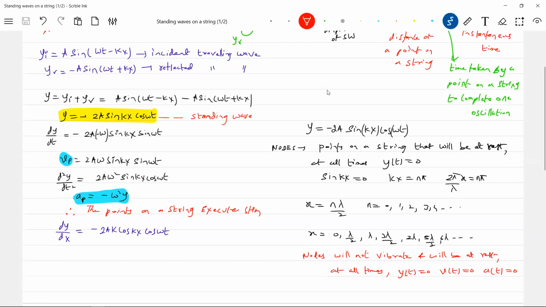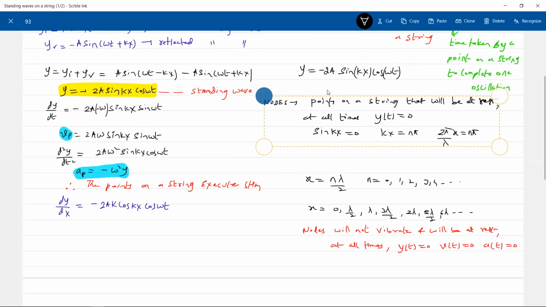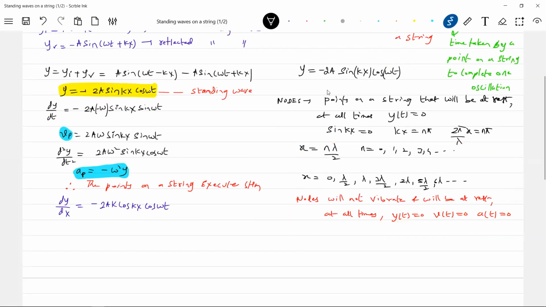What will happen to the slope here? Put kx equal to n pi. Then what will be the slope? dy by dx at kx equal to n pi, based on that, we can write cos of kx equal to n pi, where n can be 0, 1, 2, 3, 4. So what is the general solution of cos n pi? Plus or minus 1. So this will become plus or minus 2ak cos omega t.